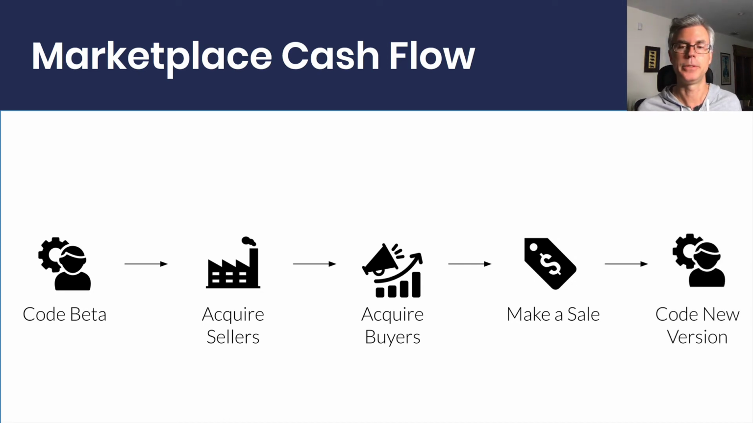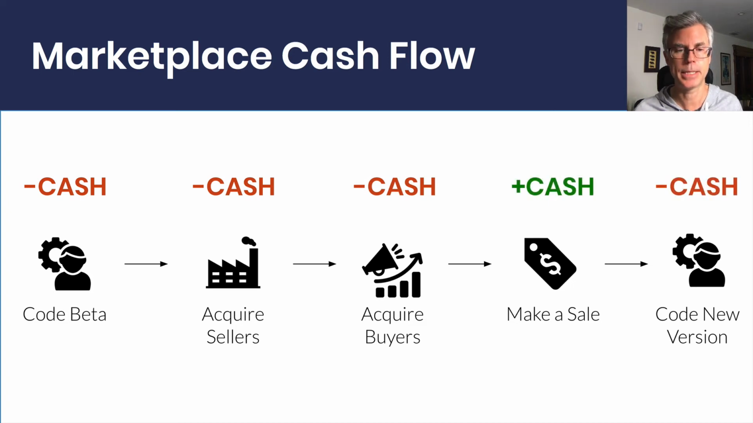And then you need to code new versions of the software. So we're spending cash to code the beta. We're spending cash to acquire the sellers. We're spending cash to acquire the buyers. We're making cash when we finally have a transaction. And then we're spending cash to code the new version. So this takes cash up front in order to start this business model.